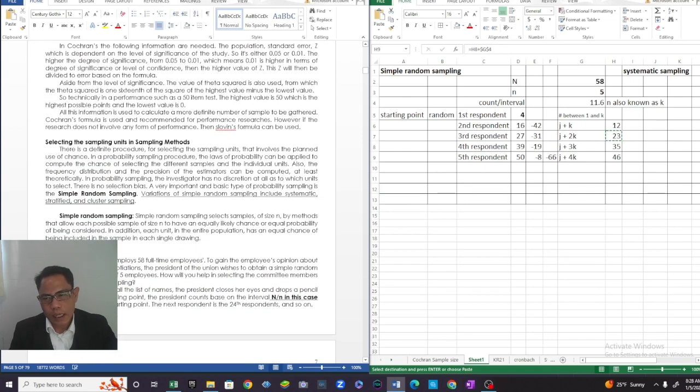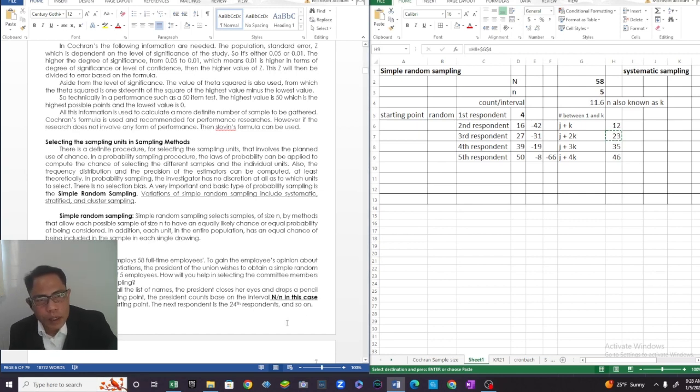So the first procedure is simple random sampling. Simple random sampling selects a sample of size n by methods that allow each possible sample of size n to have an equal likely chance, or equal probability, of being considered. So if you have 50 students or 50 respondents and you only need to get 5, there's a procedure on selecting them. You cannot just select, oh, I'll just get these 5 and that's it. It has to be calculated in a manner that all of them are given an equal chance to be selected.